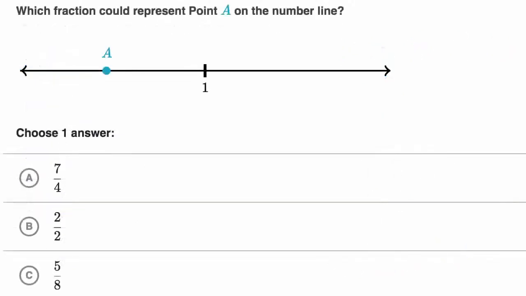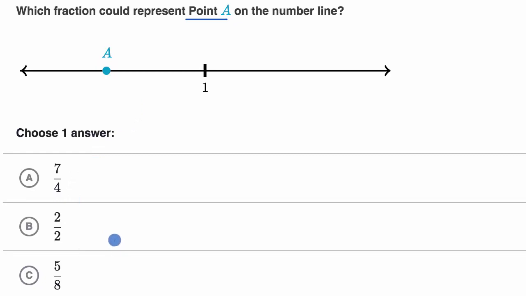Let's do another example that tackles it a little bit of a different way. It says, which fraction could represent point A on the number line? And point A is here. They don't tell us a lot about point A, but all they do tell us by looking at the number line is that point A is less than 1. So which of these is less than 1?